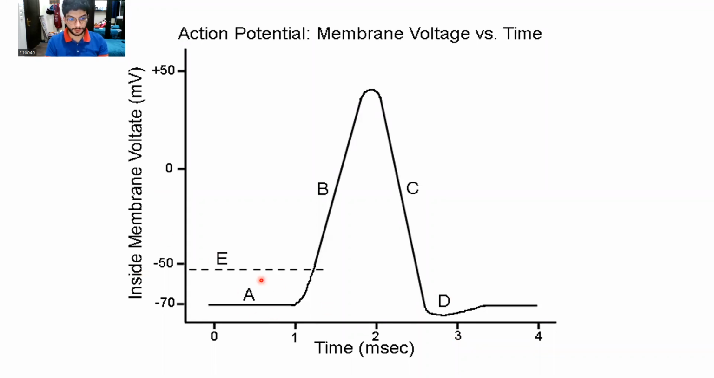And one last question. This is a bit harder. The conductance of which ion is higher at A? Which ion is more responsible for the resting membrane potential, basically? Yep, potassium. And finally, what is E here? Threshold. Yep, it's just the threshold. And yeah, that's it. Well done.